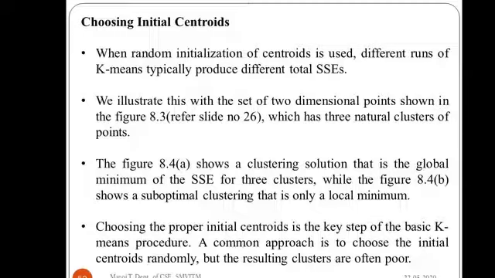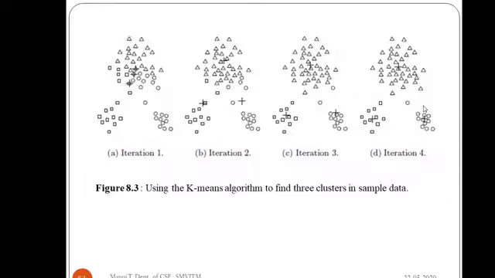That's why this topic of choosing initial centroids is taken up here. When random initialization of the centroids is used, earlier we showed you a figure where three natural clusters are present, and when you perform the 4 iterations, the centroids move to the bottom of these respective clusters, and the algorithm converges.